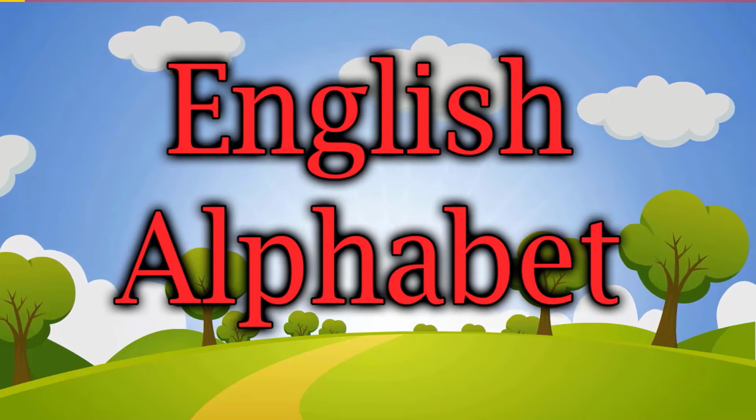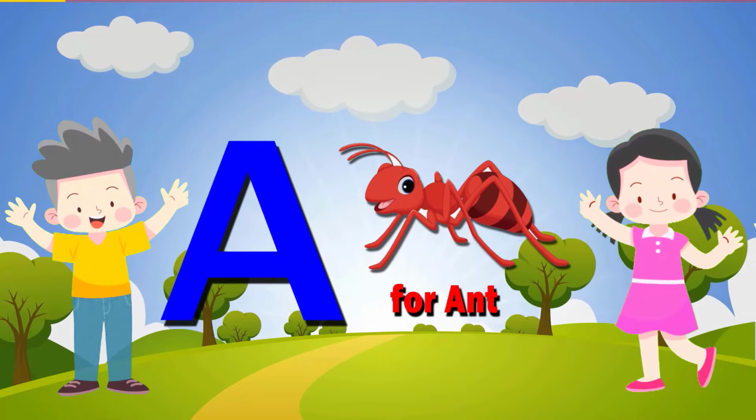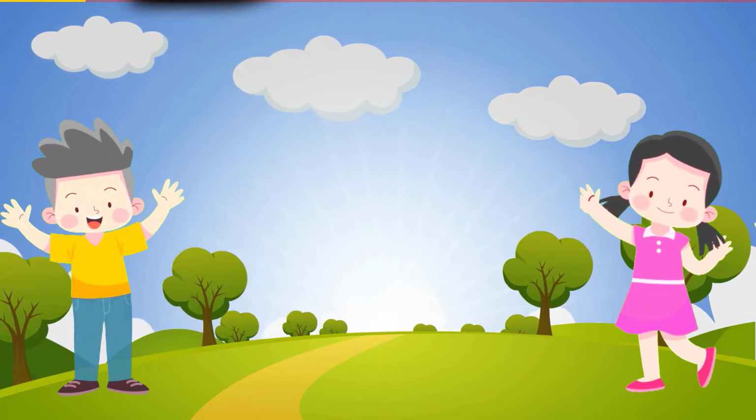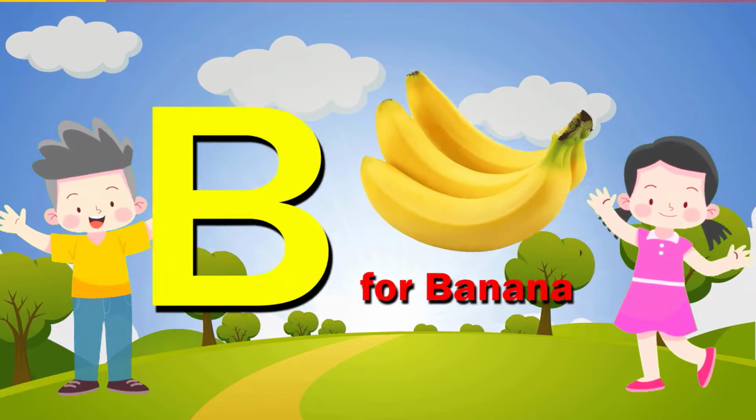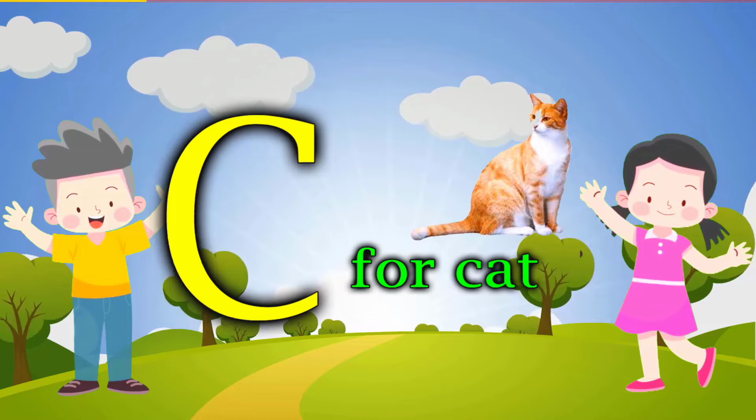English alphabet. A for apple. B for ant. B for ball. B for banana. C for cat.